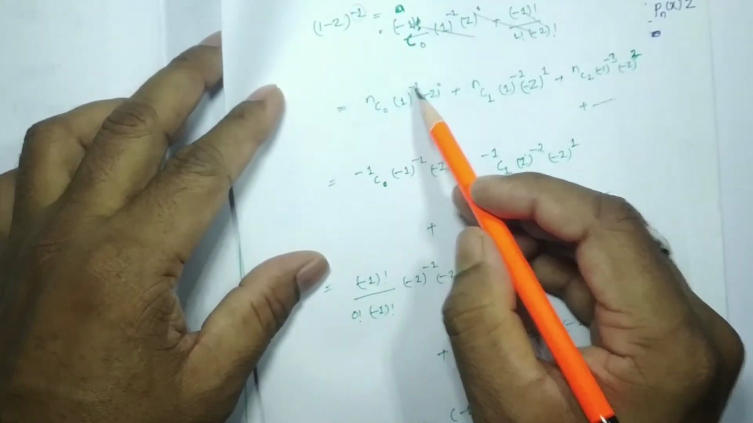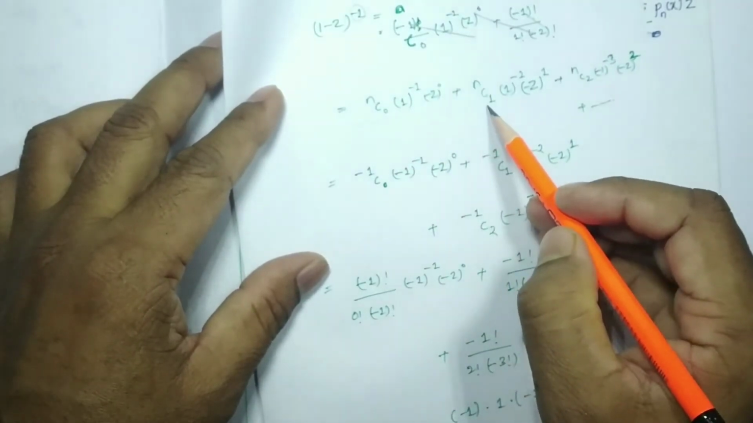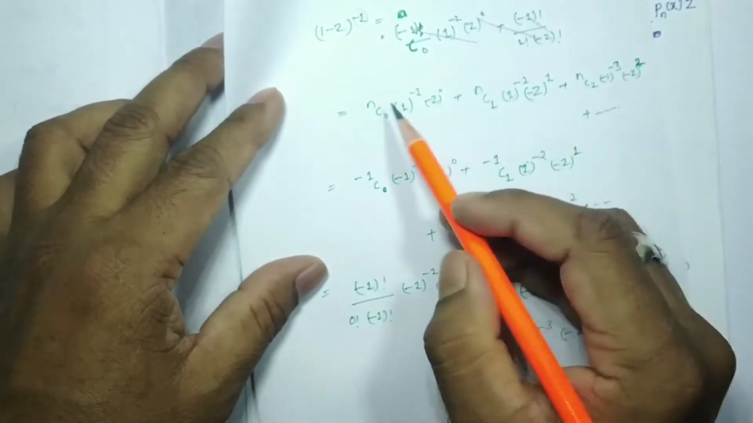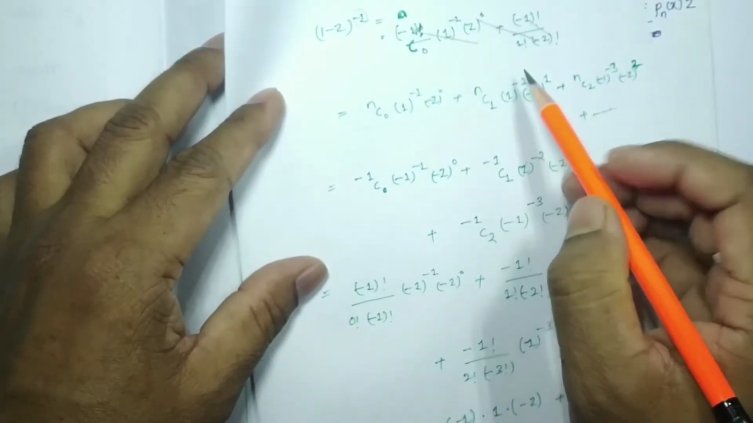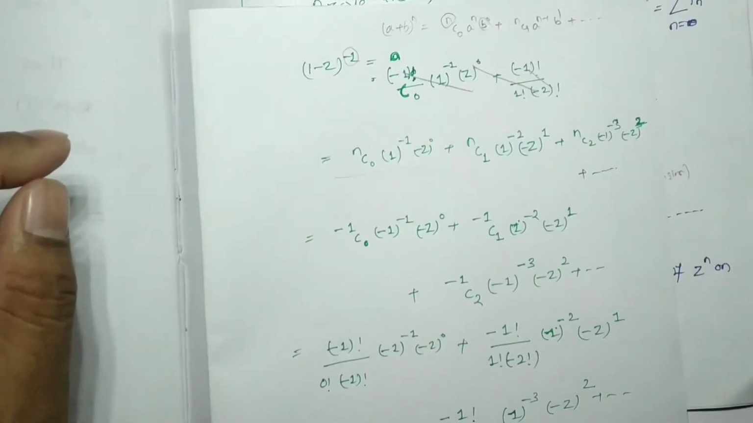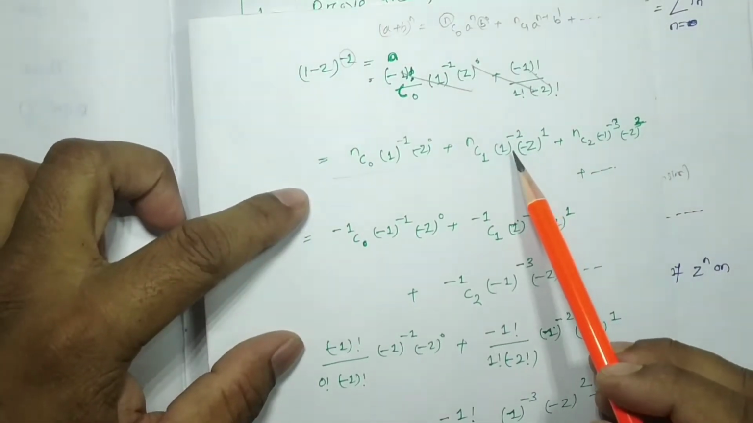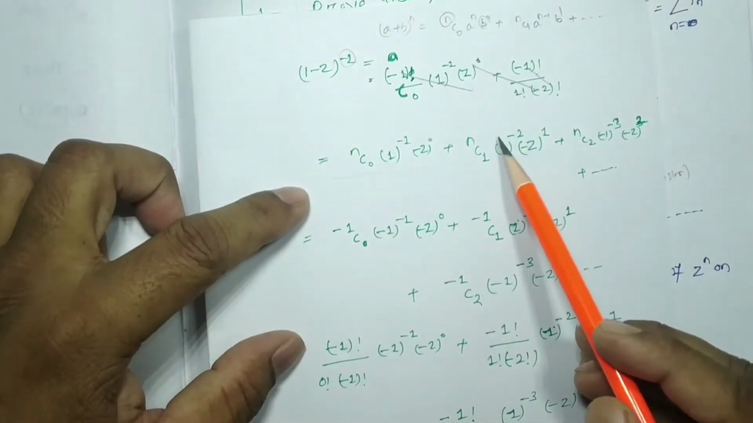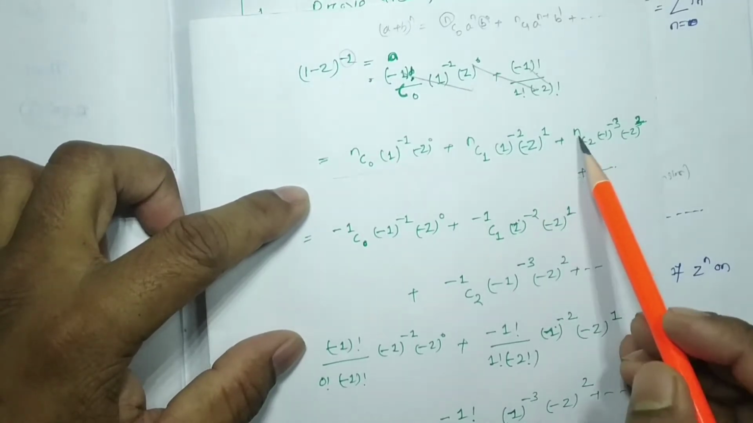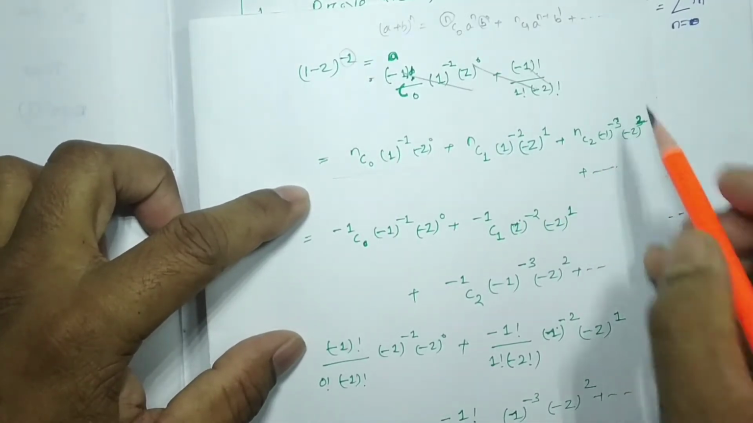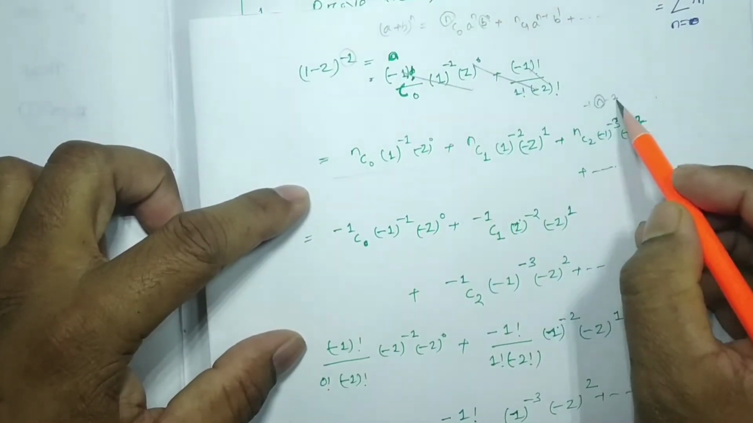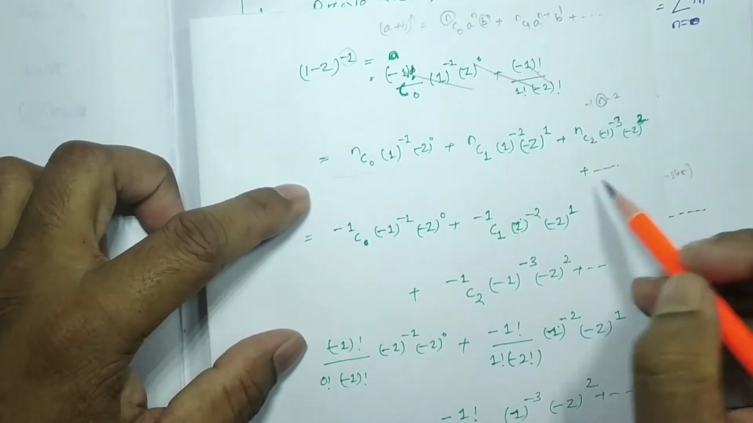nC0 1 to the power minus 1 minus z to the power 0 plus nC1 1 to the power minus 2, because here n is minus 1. So here we have to consider n minus 1. Second term will be n minus 1, so n minus 1 means minus 1 will be minus 2. Okay, and minus z to the power 1 plus nC2 1 to the power n minus 2. N minus 2 means here n is nothing but minus 1, so minus 1 minus 2 will be minus 3, minus z to the power 3 plus so on.